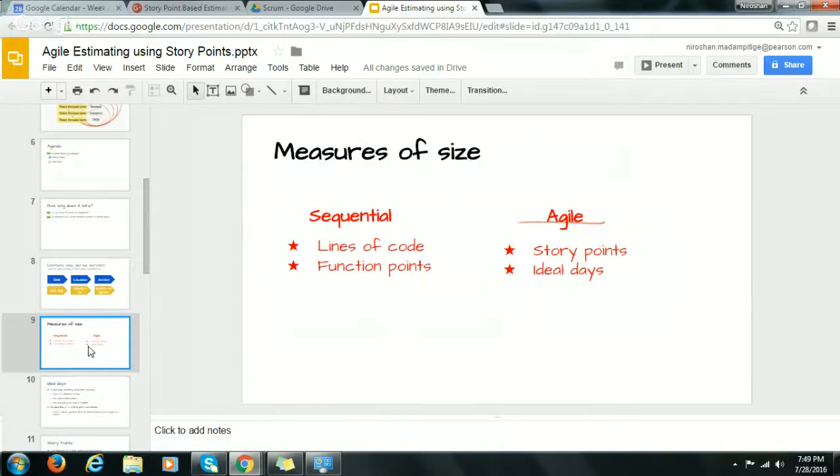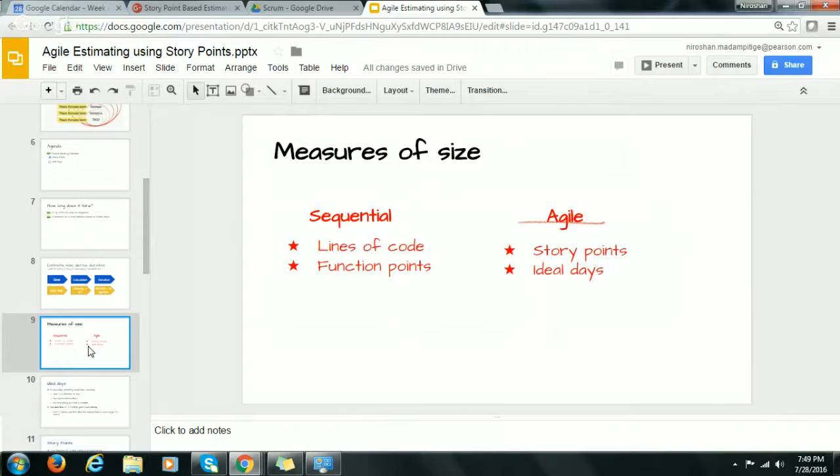Next, let's have a look at measures of size. There are two ways of measuring size, the sequential way and the agile way. In a sequential way, all we do in order to measure the size is lines of code. One example is that. And then we may say there are this many function points. But in the agile way, how do I do that? I could say, I am going to use story points. What are story points? It's a relative way of telling the team and everyone else what it needs for me to do the job.